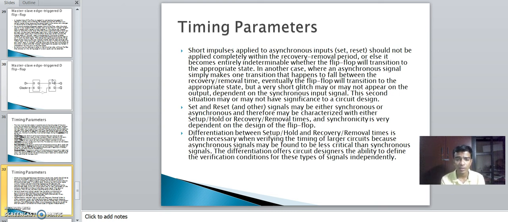Set and reset and other signals may be either synchronous or asynchronous, and therefore may be characterized with either setup, hold or recovery removal times. And synchronicity is very dependent on the design of the flip-flop. Differentiation between setup, hold and recovery removal times is often necessary when verifying the timing of larger circuits, because asynchronous signals may be found to be less critical than synchronous signals. The differentiation offers circuit designers the ability to define the verification conditions for these types of signals independently.